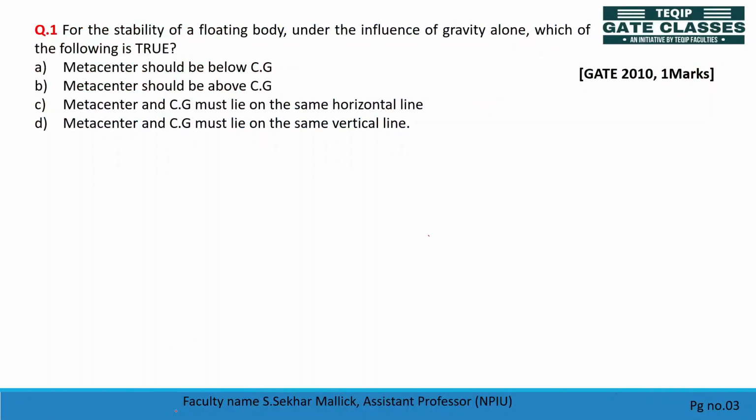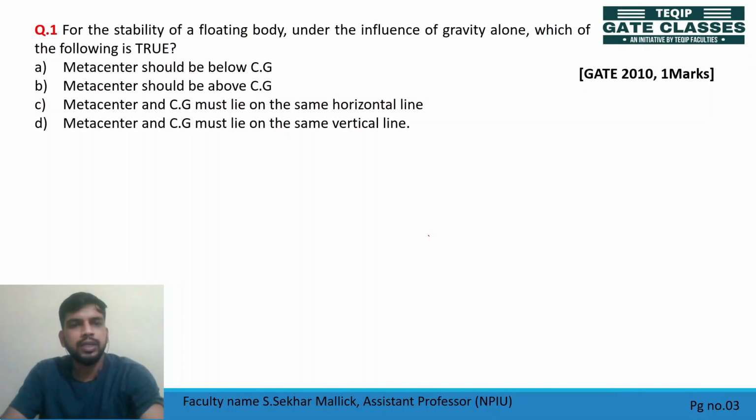Question number 1. For the stability of a floating body under the influence of gravity alone, which of the following is true? Option A, B, C or D. Metacenter below CG, metacenter above CG, metacenter CG lie on horizontal plane, metacenter CG must. Option B.